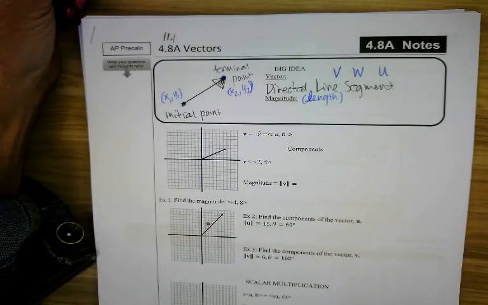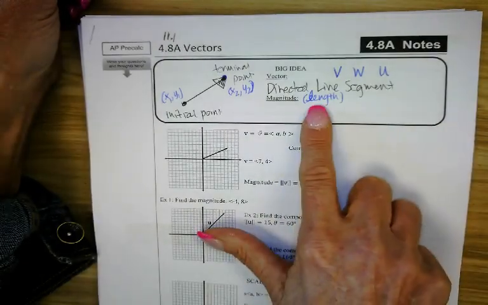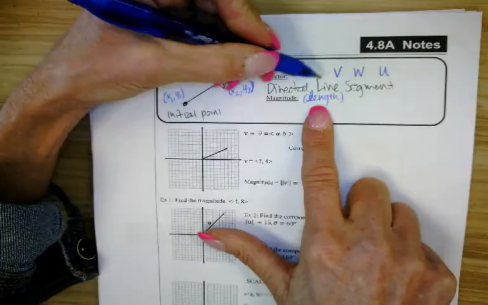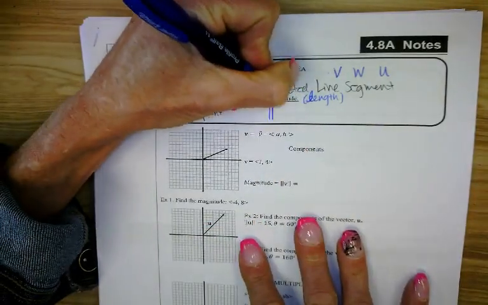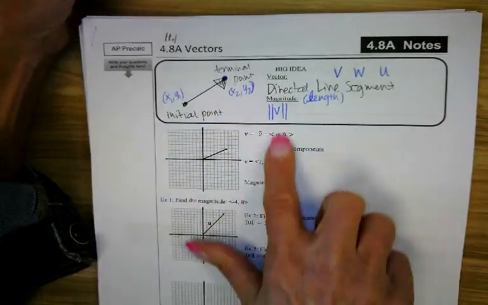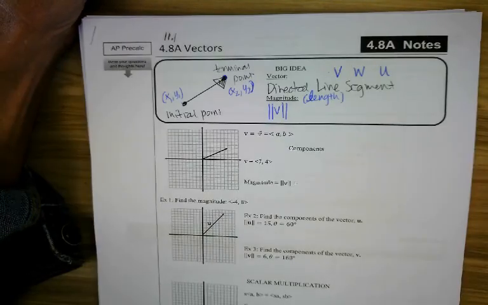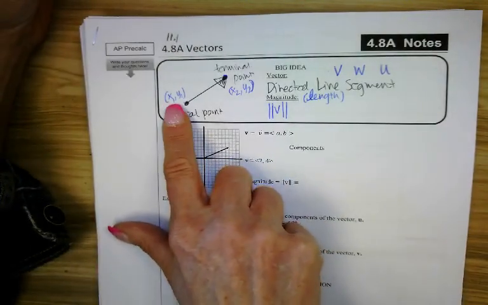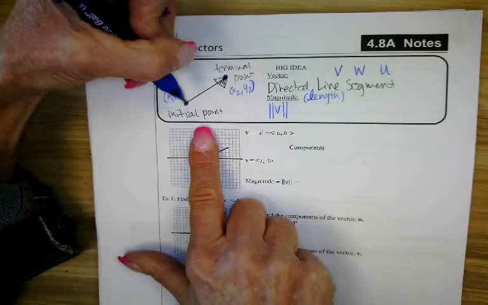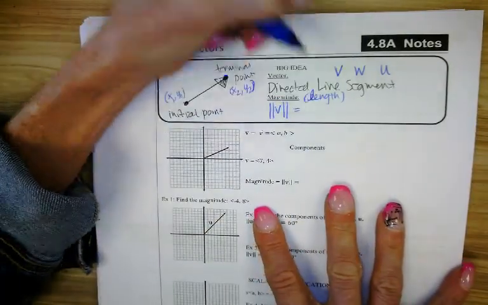We'll talk about component form in a minute, but here's a vector. The way we write its length, or call it magnitude, is we put double vertical lines around it. The magnitude means the length of a vector. If you consider the length of this vector that has a beginning point at x1, y1 and a terminal point at x2, y2, to find how long it is, I'm really just going to use the distance formula.